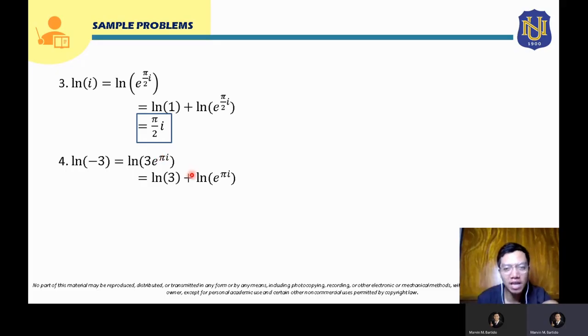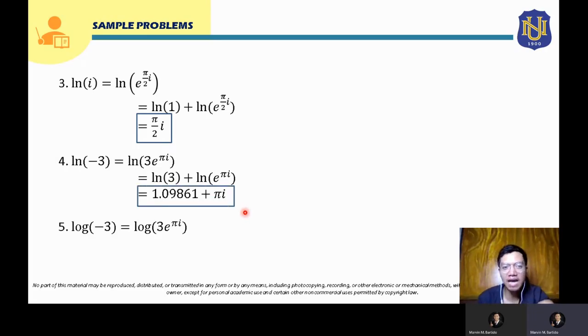From that, we can apply our concept here. It will just be ln of 3 plus ln of e raised to pi i, wherein for ln 3 we have a value. The ln of 3 is 1.09861. This other term will just be brought down: your pi i will be put beside your ln e, so that will be pi i, and ln e, as you know, is 1. So this is 1.09861 plus pi i. That will be the answer.